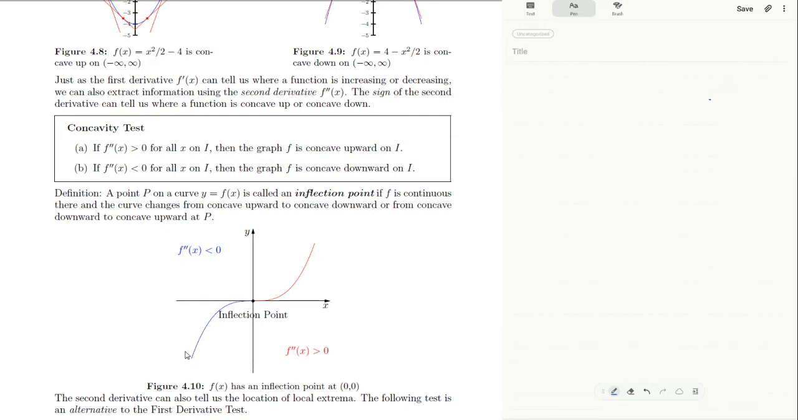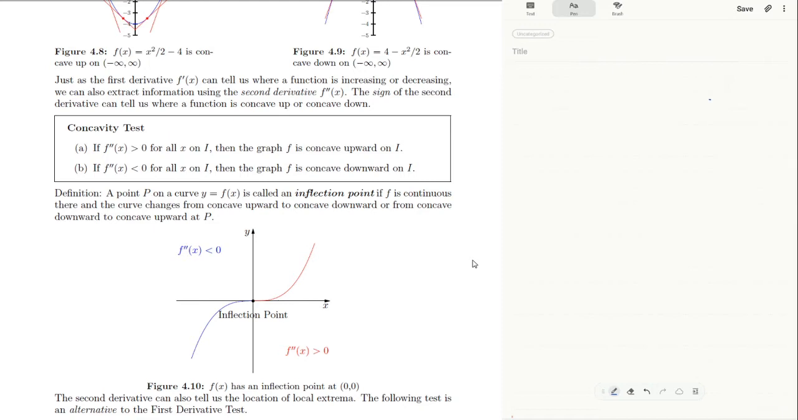So in the example here, what we see is that the function is concave down from negative infinity to 0. So we see that the function is curving downwards on this interval. So the second derivative is negative. And the function is concave up from 0 to infinity. So the second derivative will be positive from 0 to infinity. And since the function is continuous at this point, and it changes from concave down to concave up, then this is called an inflection point. So an inflection point occurs if the concavity changes at this point.